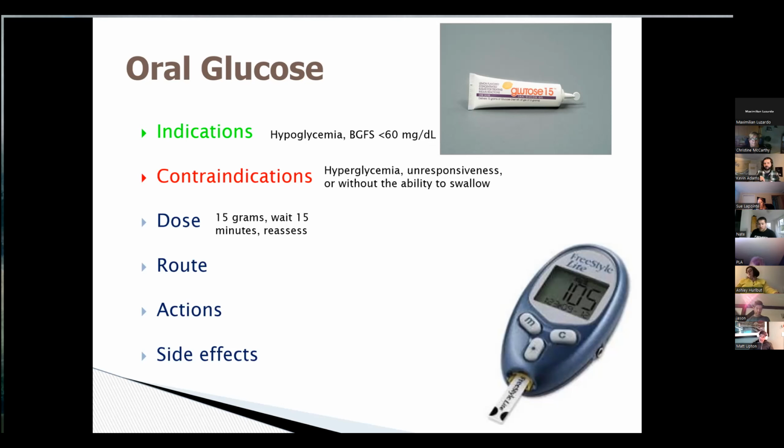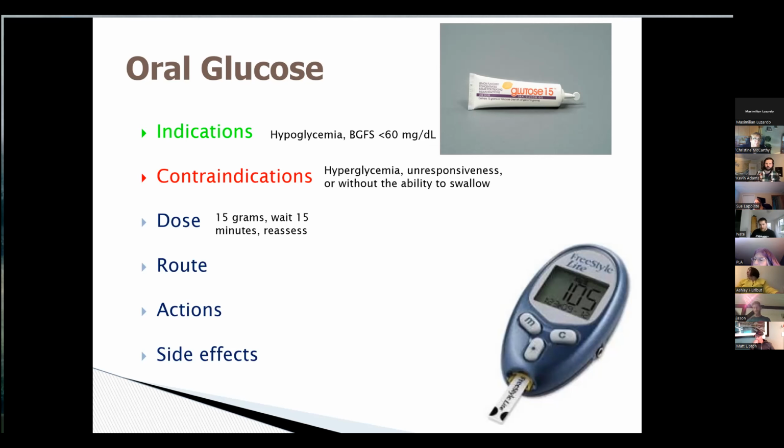Now, when we reassess, or how long we wait, is going to depend on how the patient is doing, right? If we give them the 15 grams and they continue to decline and go unresponsive, we're not going to wait the 15 minutes to reassess. We're going to say it's not working, let's get going. But if they're kind of altered, we give them the 15 and we start to see them actually coming around within 15 minutes, that's great. Let's hang out. We might not need to bring this person to the hospital. So 15 grams, wait 15 minutes, and then reassess that blood sugar.